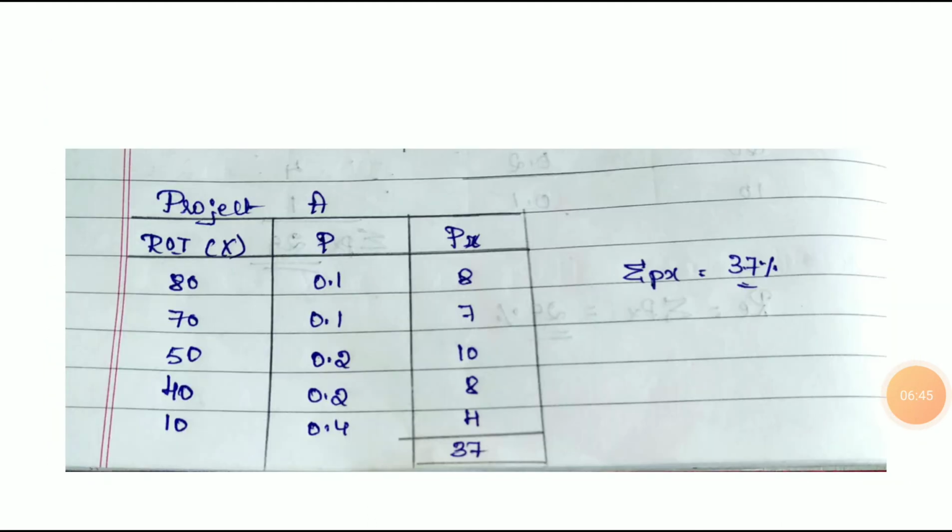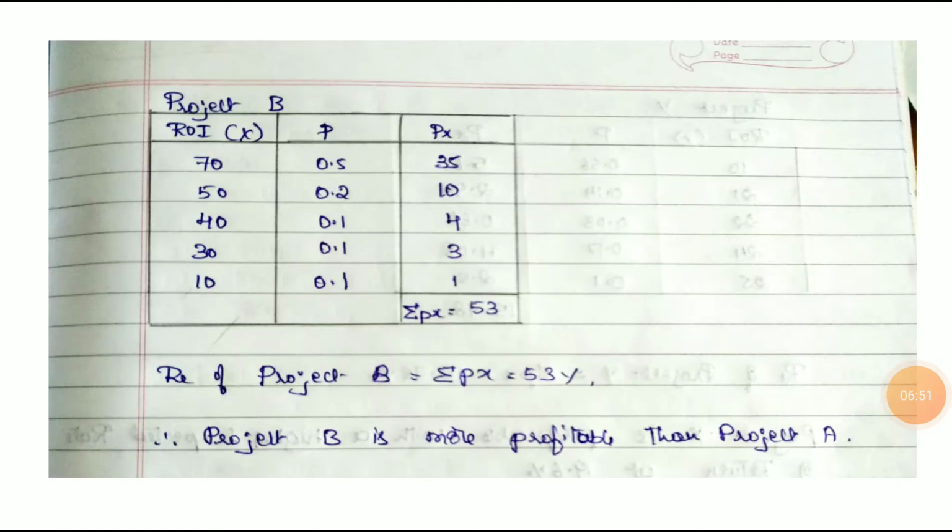So the previous project A had an expected return of 37%, and project B has an expected return of 53%. So which project gives the highest expected rate of return? That is project B. So project B is more profitable than project A because it has the highest expected rate of return of 53%.